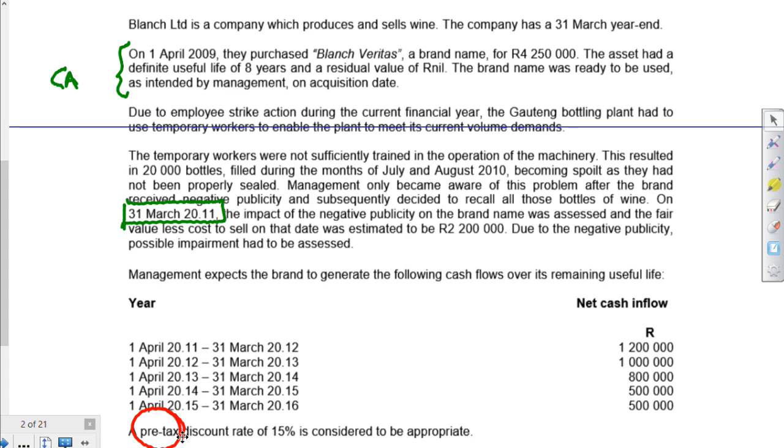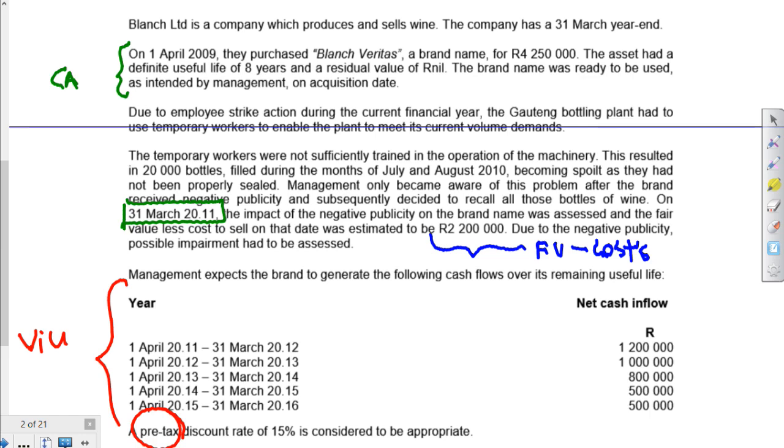Let me do it in a different color. Here it is. Fair value less costs to sell. That's the second of the numbers we need to work out. And then you have to work out a third number. The third number is this number here. It's value in use. You're going to work out the present value of those cash flows.